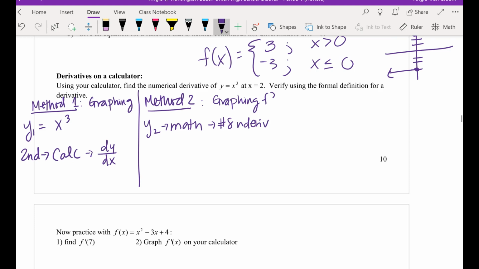Am I losing anyone yet? I want to go right down the steps. Go all the way down. Again, I don't want to lose anyone, so make sure you write down the steps as well. Go to nDeriv. Are we okay so far? Then hit enter. A bunch of blank spaces will pop up on your Y2. Can you see them?